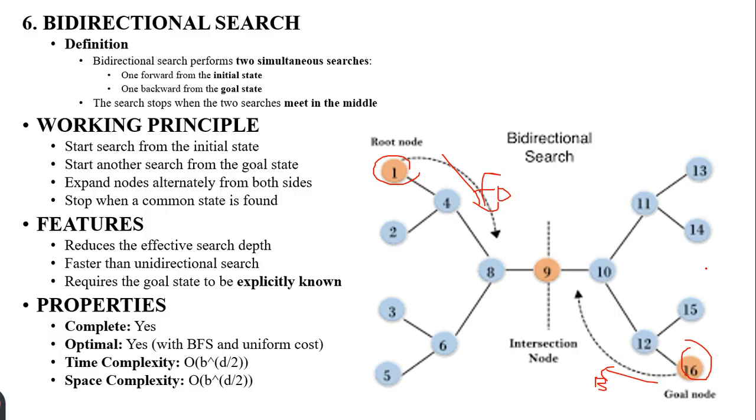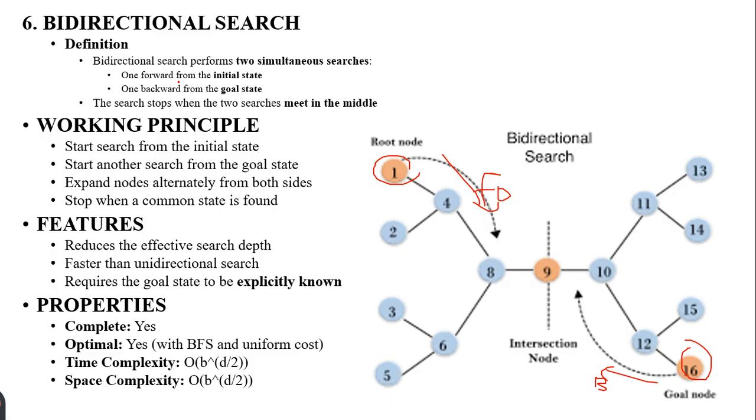So with the help of this searching technique, I can easily search both sides at a time. So how does it work? The bidirectional search performs two simultaneous searches, one forward search from the initial state and one backward from the goal state. The search stops when the two searches meet in the middle. The working principle: start a search from the initial state, start another search from the goal state, expand the nodes alternately from both sides, and stop when a common state is found.